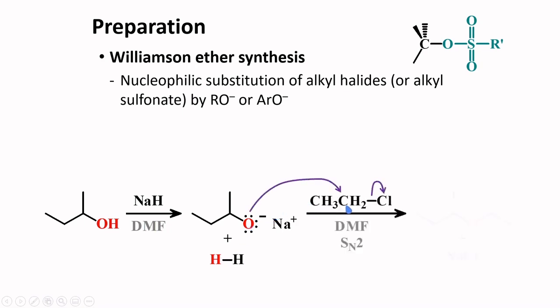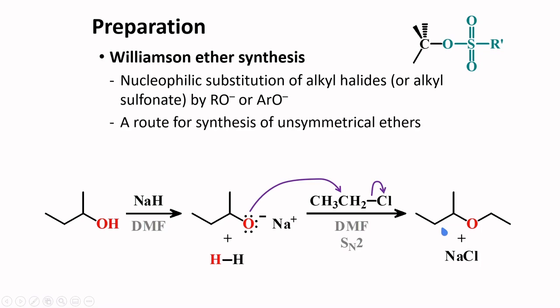Exposure of an alkyl halide to this alkoxide will result in an SN2 reaction, wherein the oxygen of the alkoxide will act as a nucleophile to displace the leaving group, here a chloride. The result is an ether. This process can be performed quite easily in our laboratories. As you see in this product, Williamson ether synthesis is a very good route to prepare unsymmetrical ethers.